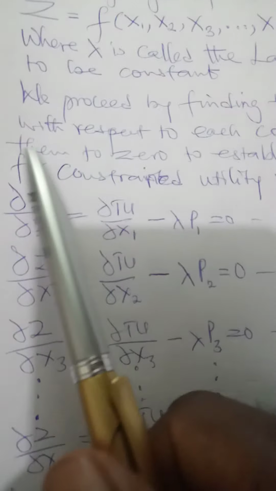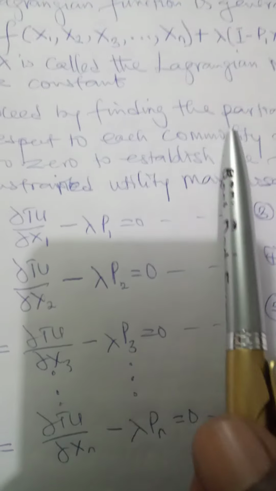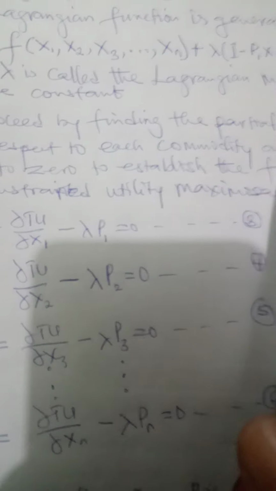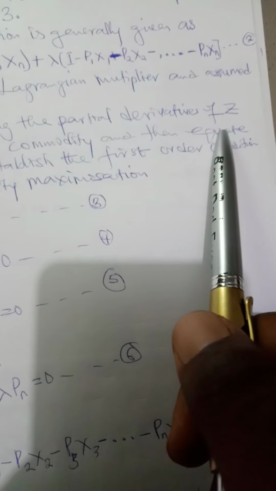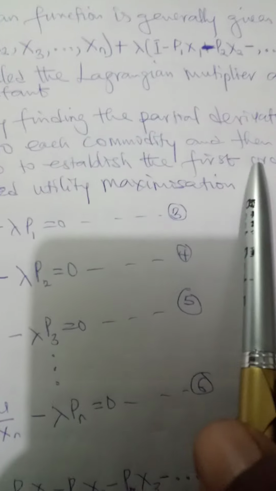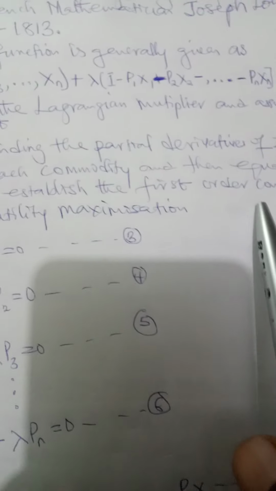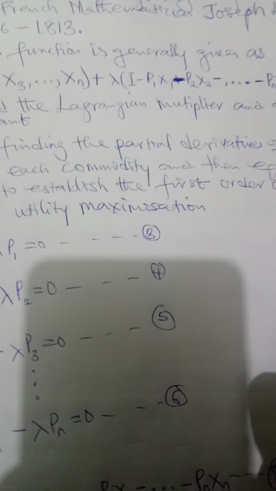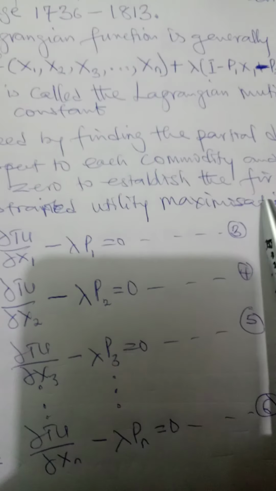It's assumed to be constant. The next thing we'll do is proceed by finding the partial derivatives of z with respect to each commodity, and then equate them to 0 to establish the first order derivative condition, that is, the first order condition (FOC) for constrained utility maximization. That's what we'll do next.